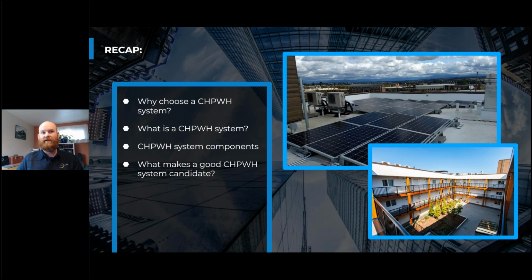And then what makes a good candidate? All multifamily buildings are great candidates. Hotel and motel occupancies are also fantastic candidates, but so are hospitals, senior care facilities, fire stations, and other occupancies which typically have high water use or a high hot water load. They are fantastic candidates for commercial heat pump water heating systems.